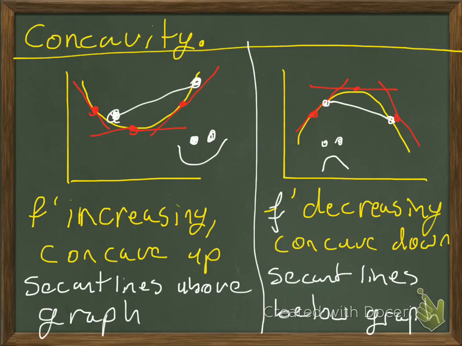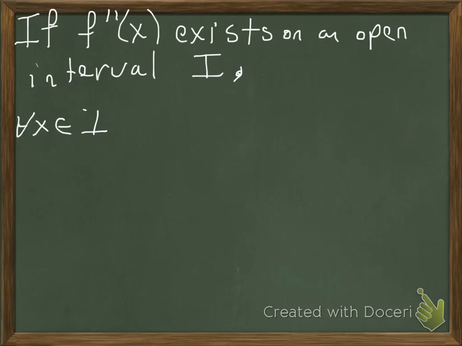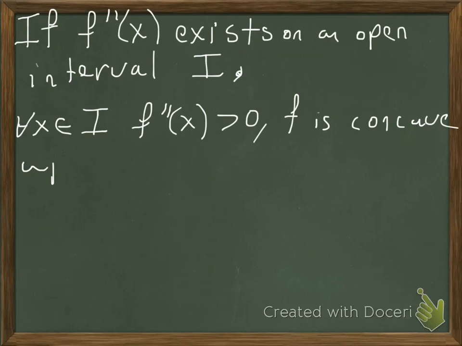Okay, so there you go. There's your happy and your sad face for concave up and concave down. Okay, so what we're going to look at here is if the second derivative exists on an open interval I, if for all x the second derivative is positive, that means the first derivative is increasing, and we just said that means first derivative is increasing, we have concave up.